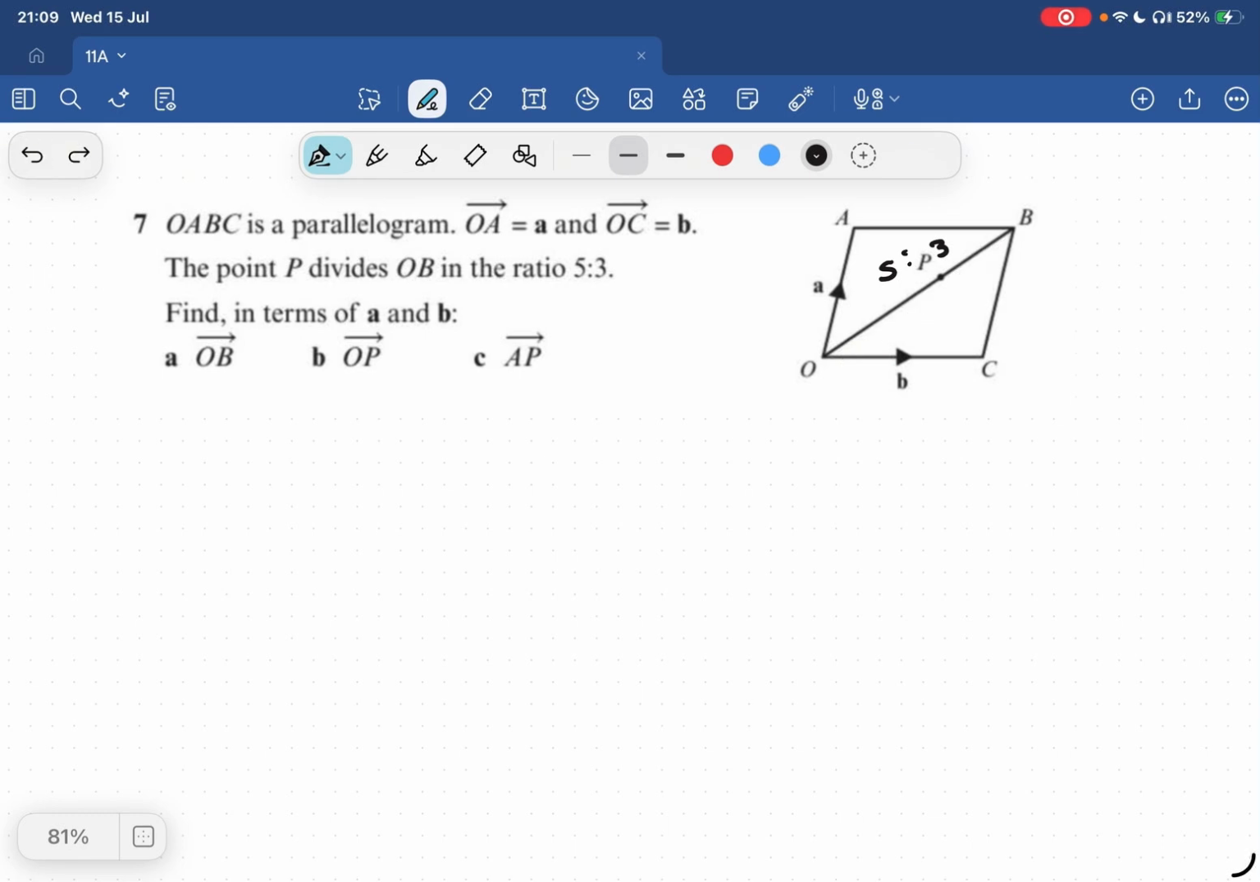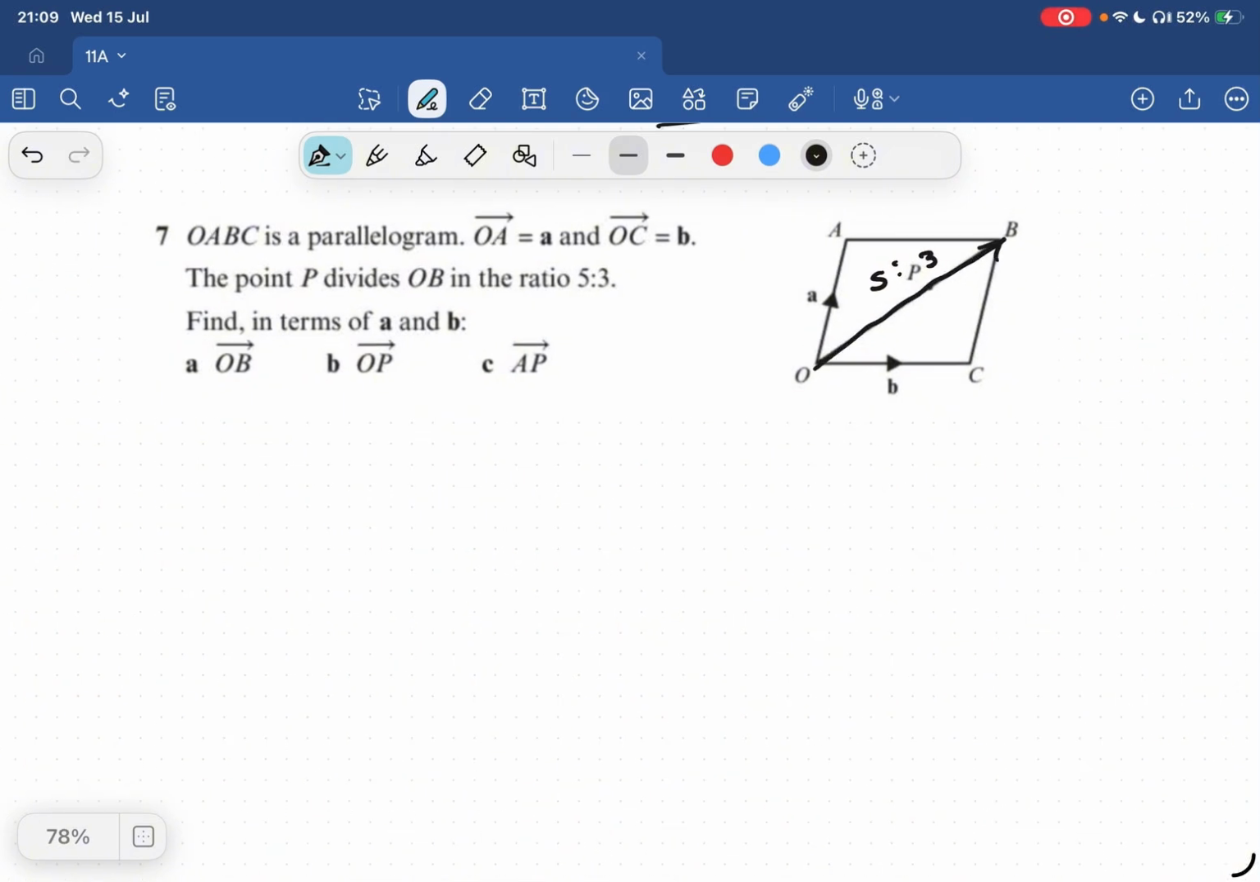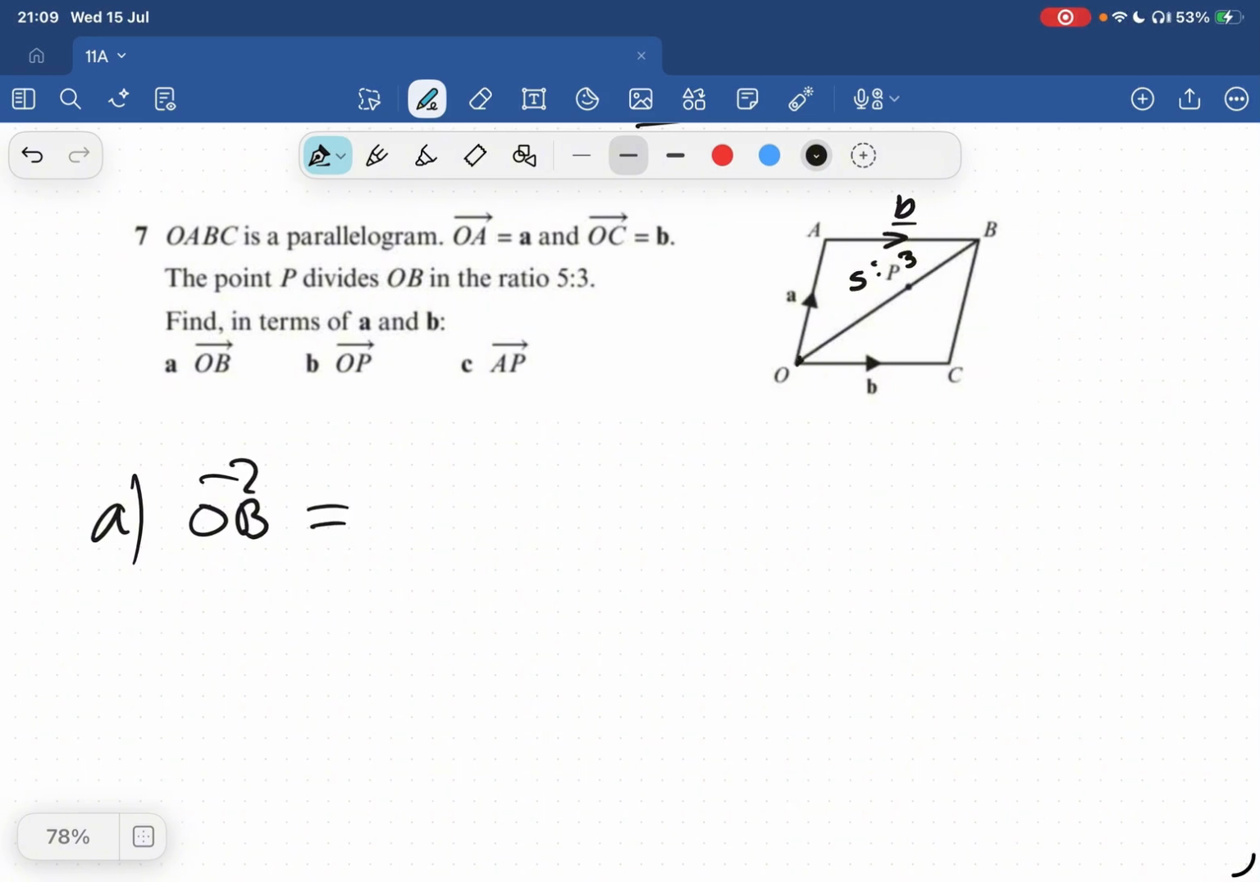Now I want to find OB. How am I going to find OB? Well, you've got to spot that AB and OC are parallel, so this is going to be B as well. And now we can say that OB is going to be the same as going up A and then plus B. So it's going to be A plus B.